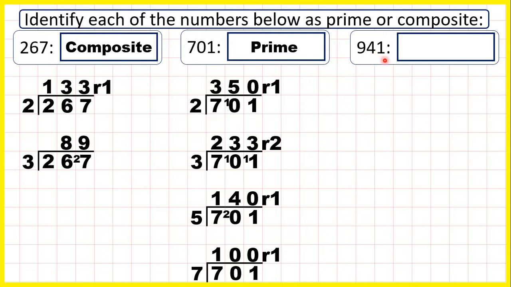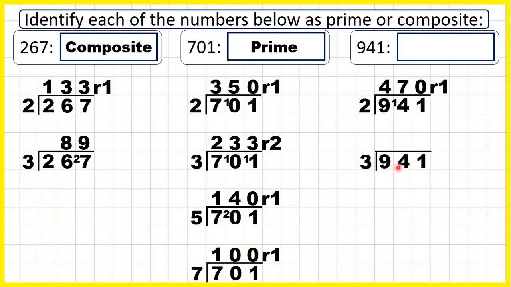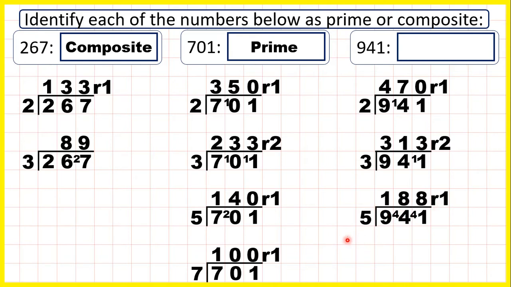Now 941. We can see that it's not divisible by 2 because it ends in an odd number, so we get a remainder. To see if it's divisible by 3, we can add up the digits in the number. 9 plus 4 is 13, plus 1 is 14. 14 is not in the 3 times table, so when we do the division, we get a remainder. Now dividing by 5, it doesn't end in 0 or 5, so again we are going to get a remainder.